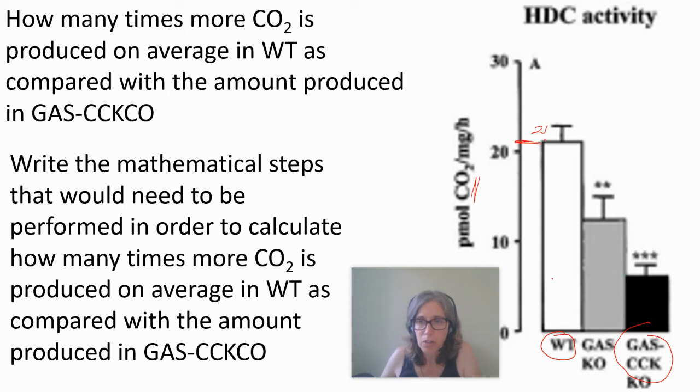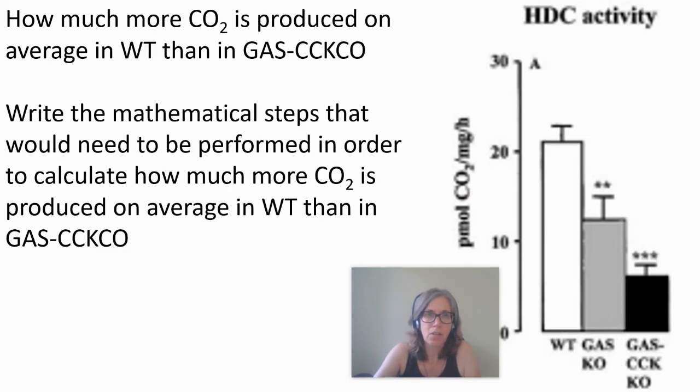So if I look here, the mean is about 6, I think. So how many times more? That's dividing. It's 21 divided by 6. 21 divided by 6 is 3.5. So it's 3.5 times bigger. Write the mathematical steps, and so what you would say is 21 divided by 6 is 3.5. So that's what they are looking for.